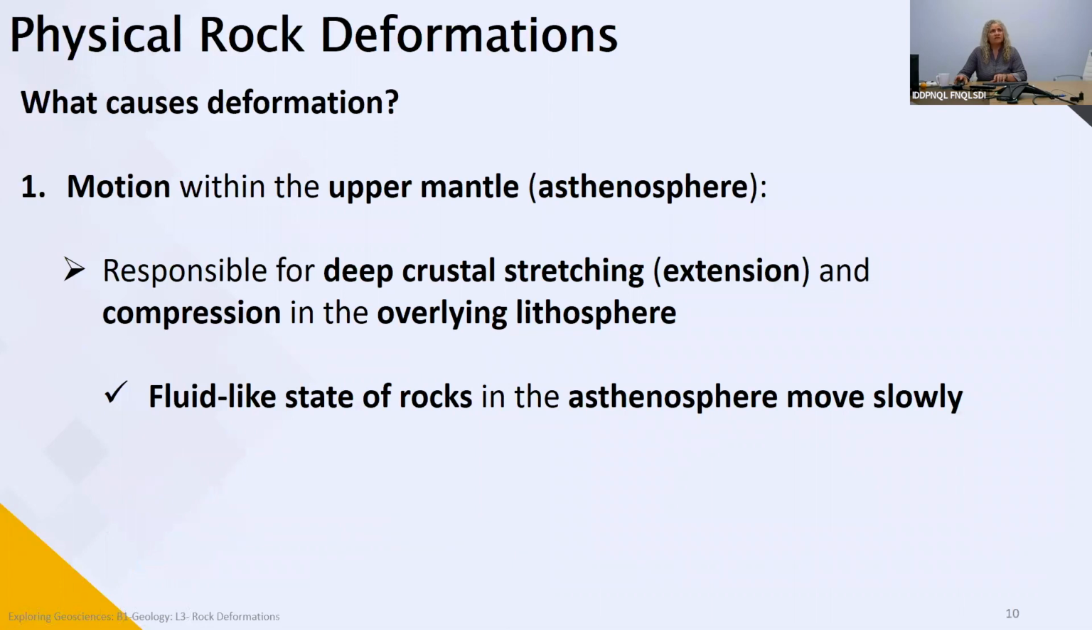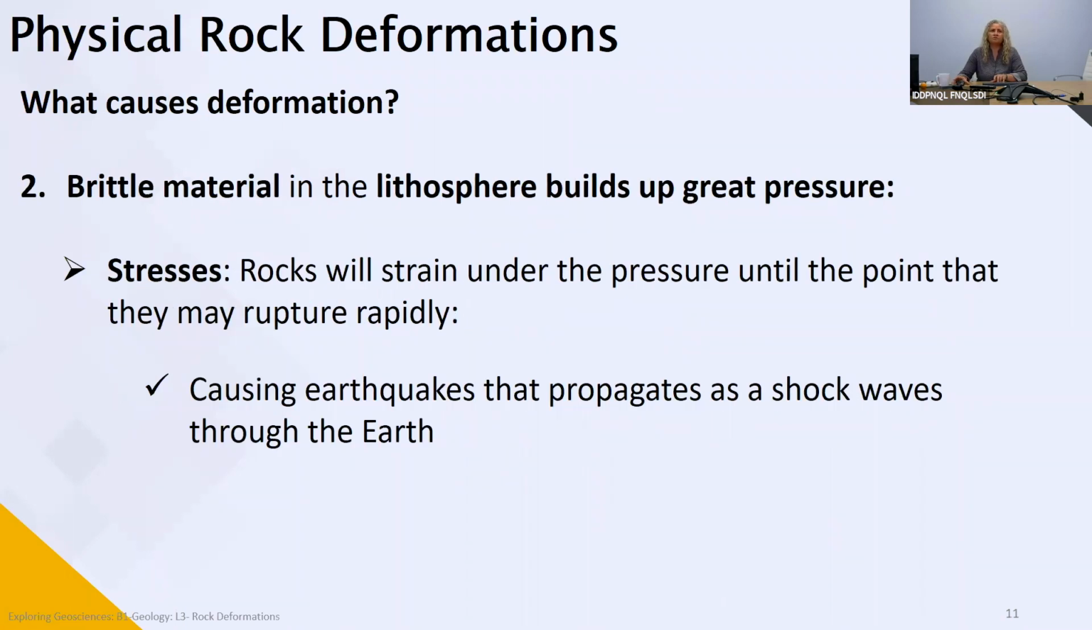If we take each of these concepts, the motion is within the upper mantle, the asthenosphere, and it's mainly responsible for deep crustal stretching, which is called extension, and compression in the overlying lithosphere. It's a fluid-like state of rocks in the asthenosphere, which moves slowly. The brittle material is in the lithosphere and builds up after great pressure. The stresses applied on the rocks will strain under the pressure until a point is reached where there's a rupture, caused rapidly. This mainly explains the causes of earthquakes, which propagate shock waves through the earth.